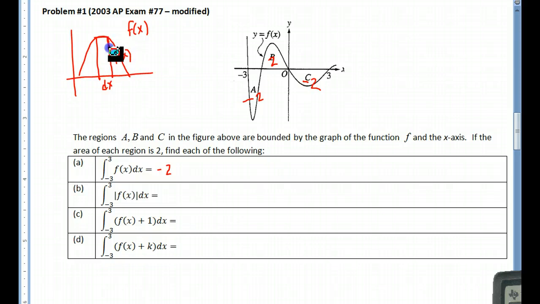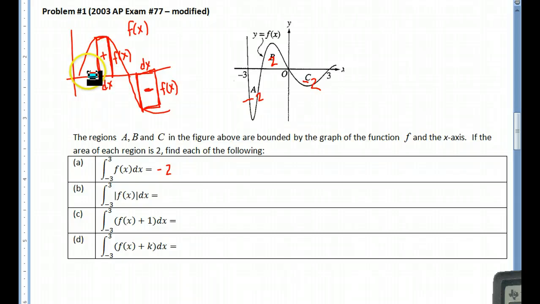But f of x, is that positive or negative here? It's positive. This one's positive, so it's going to have a positive area. But if it went below the axis, and I had to find an area here, look at the rectangle. You have dx, but then is f of x positive or negative here? It's negative, so areas below are negative. Areas above are positive. And that change cancels out, sometimes, if it's equal.